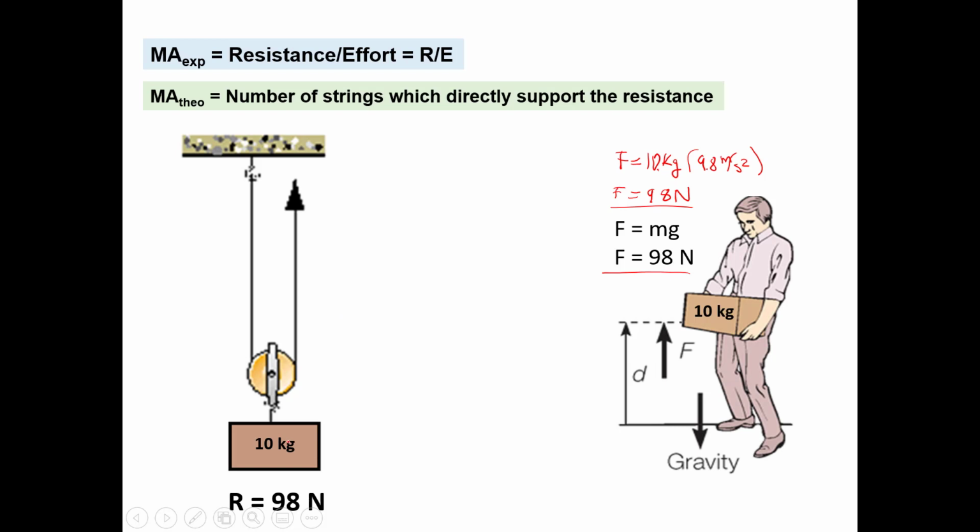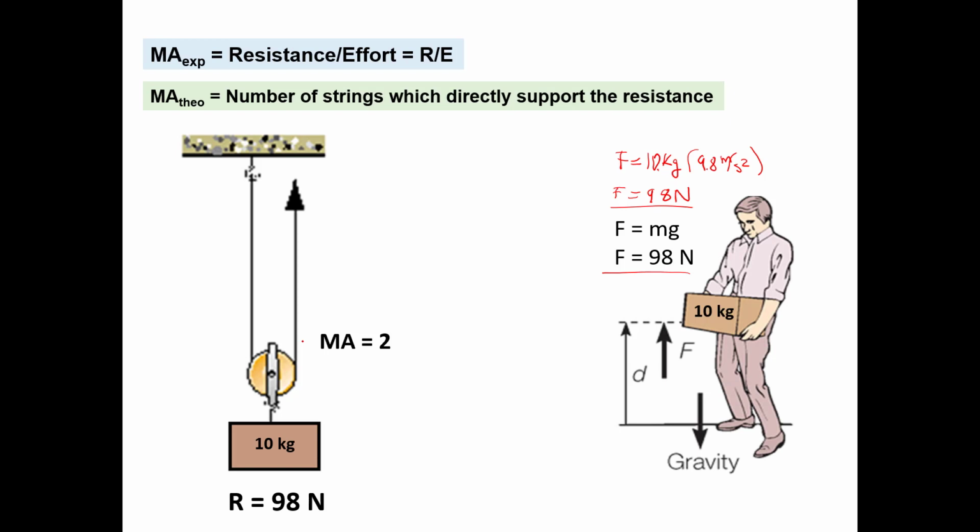And what happened is, here we had the box. We want to do the same thing. Then we know the resistance is 98 newtons. Yes, it is the weight. But in this case, we had two ropes, two strings. Then the mechanical advantage is how many strings directly support the resistance: 1, 2.